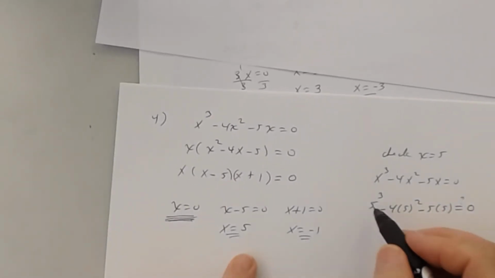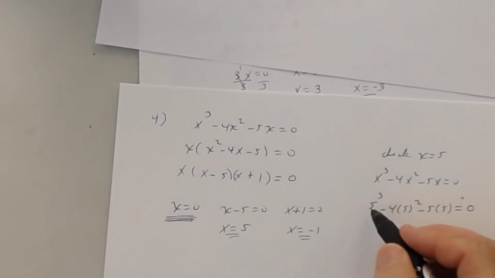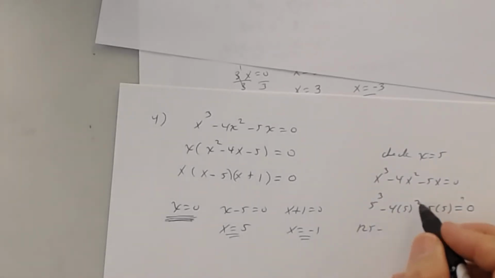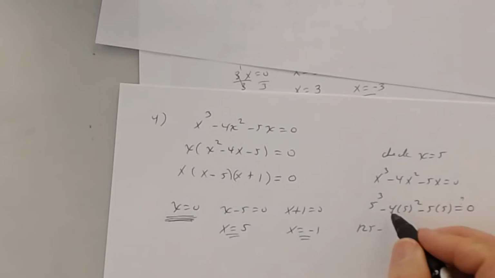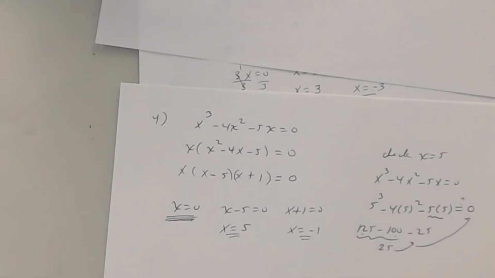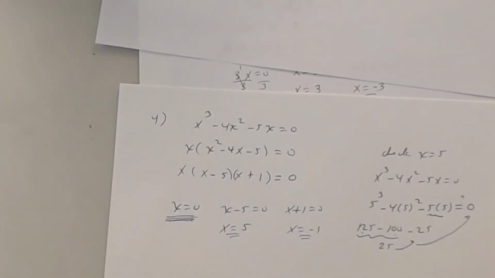And I want to see if that's going to equal what number? 0. Well, on your calculator, what's 5 cubed? 5 times 5 times 5. 125. Minus, what's 5 squared? And what's 25 times 4? 100. And then what's 5 times 5? All right, so here's what I have. I have 125 minus 100, which is what? 25. And what's 25 minus 25? 0. Okay? All right.